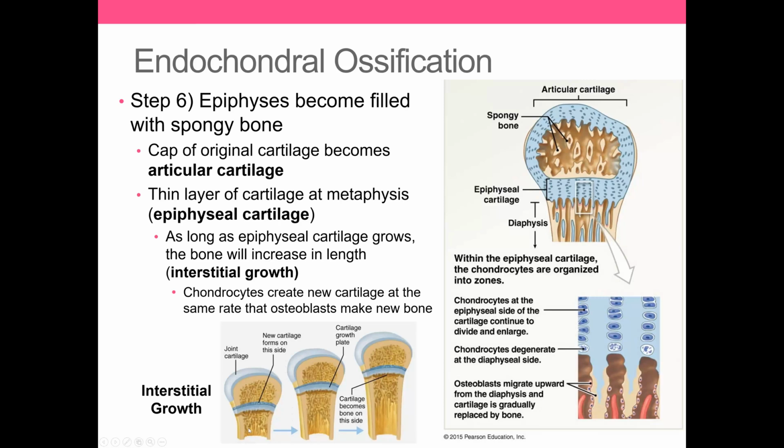So basically what's happening is we're getting new cartilage forming on one side of this plate, and then you've got new bone forming on the other. The cartilage is growing, the osteoblasts are replacing the older cartilage with bone, but you're still making new cartilage. So as long as this happens, the bone is going to get longer and longer and longer, right? So it's like a race between these two, but as long as they're running at the same speed, the bone gets longer.